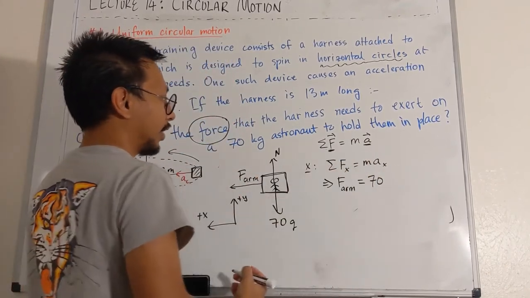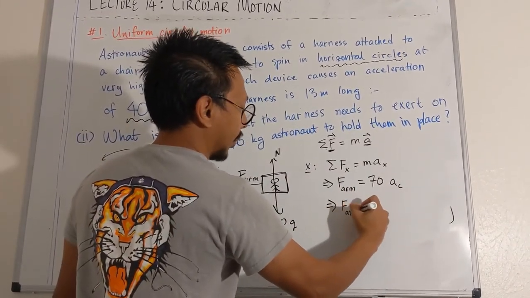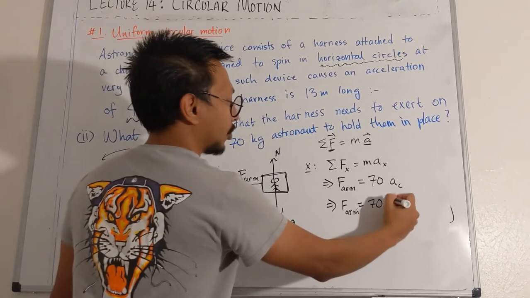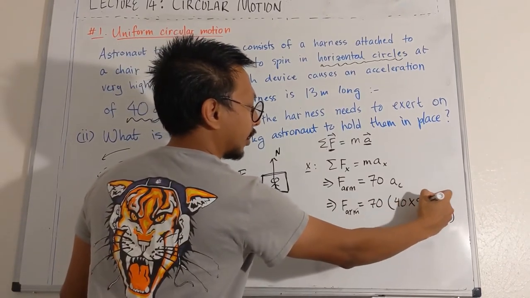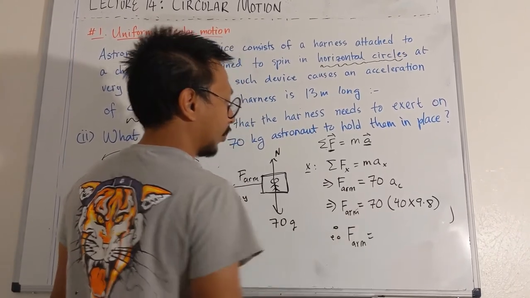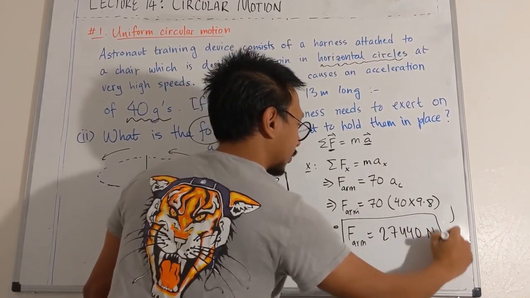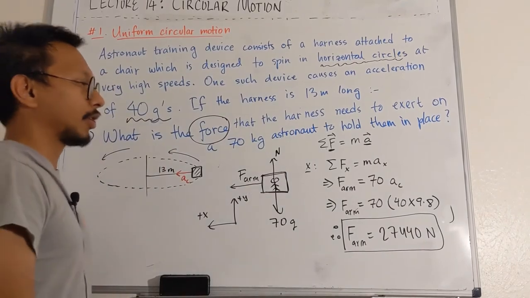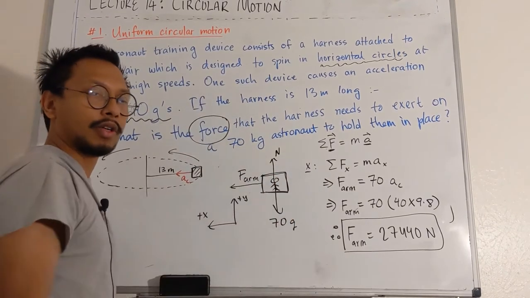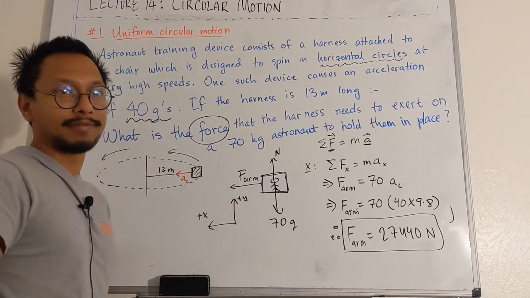What is a? a is the centripetal acceleration. Okay, so F arm is equal to 70 times the centripetal acceleration, which was 40 g, so 40 times 9.8. Therefore, F arm is equal to 27440 newtons. This is the force that the arm exerts to hold the astronaut in place when this device is spun around in a horizontal circle at a high speed and a high acceleration of 40 g's.